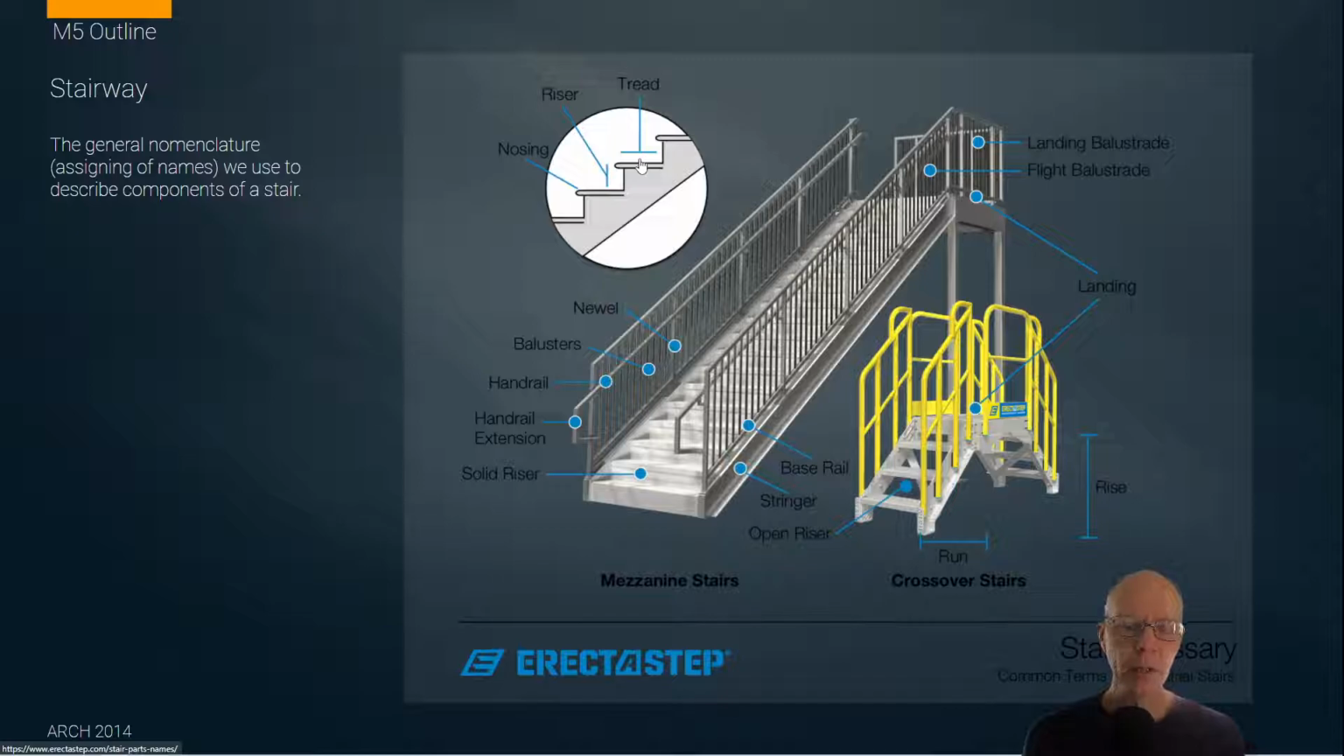So we have the tread, a place where your foot lands, the riser, the vertical rise of the stairway, and the code has controls over what dimensions those can be, as well as the tread. The nosing, the concept of the nosing is this extension of the tread past the face of the riser. And then when we look at a full stairway construction, we consider the specifics of the railing system that protects us from a fall.